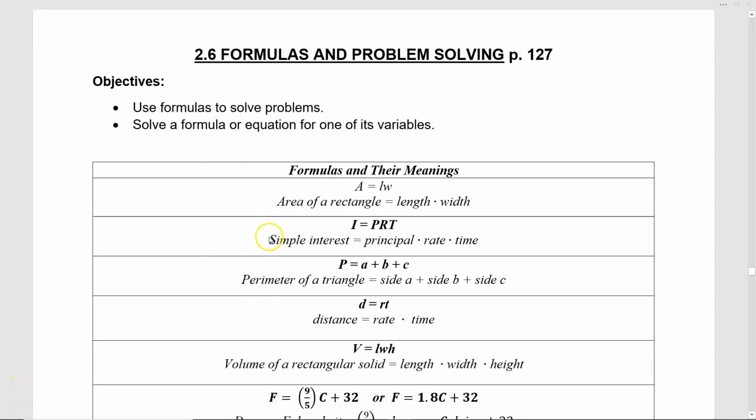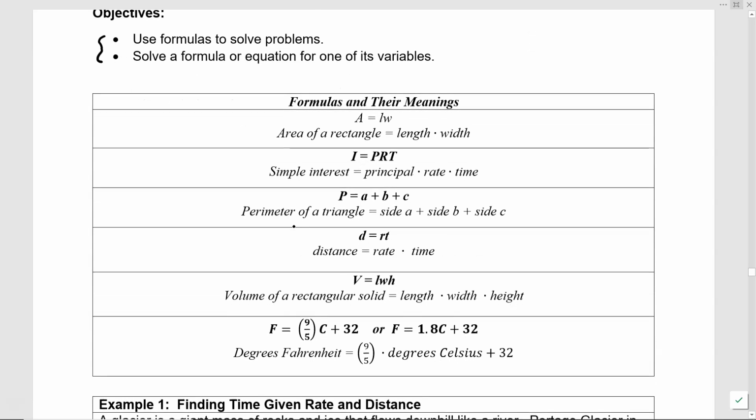Hey class, so today's going to be the first lecture on 2.6 formulas and problem solving. Let's just get the pen so that way I can write it. There we go. So in formulas and problem solving, our objectives are to use the formulas to solve problems, but also solve a formula or equation for one of its variables. So these are going to be the formulas that we're going to come across.